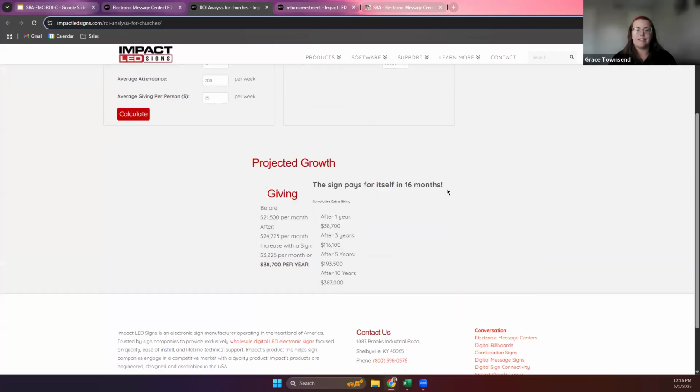The sign will pay for itself in 16 months. For a small church like this, that's huge. Their average giving per month before the purchase of the sign was $21,500 per month. After, $24,725 a month. That's an addition of $3,225 a month, or an additional $38,700 per year. And after 10 years, it will have brought in an additional $387,000 in giving to the church.